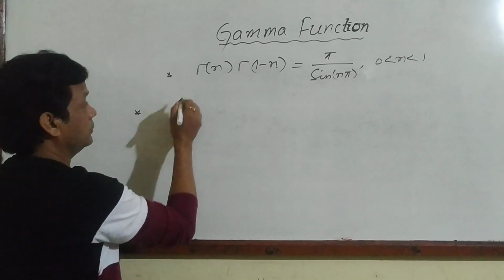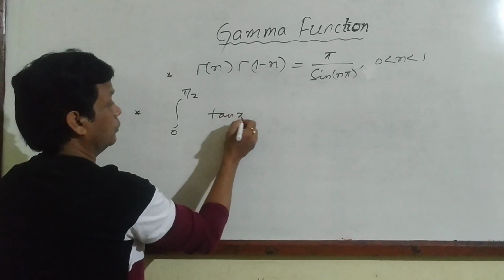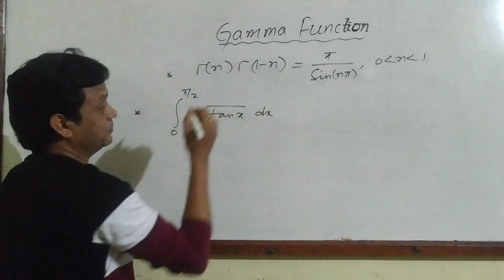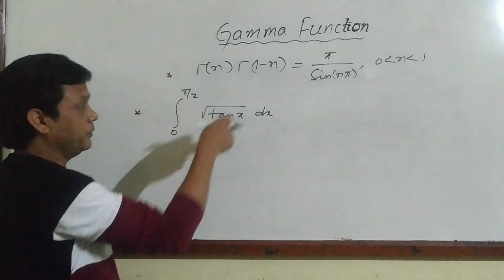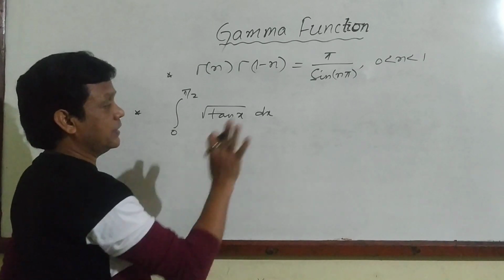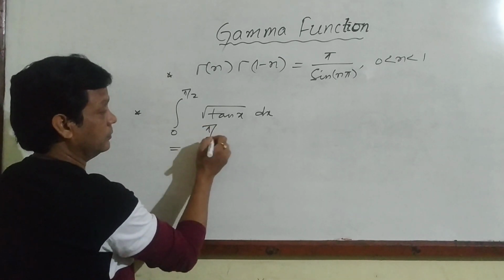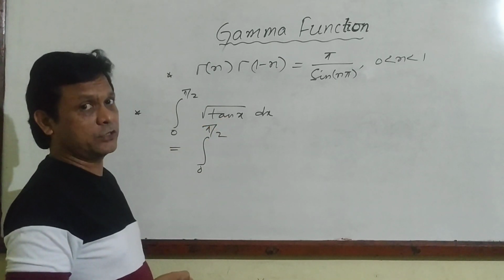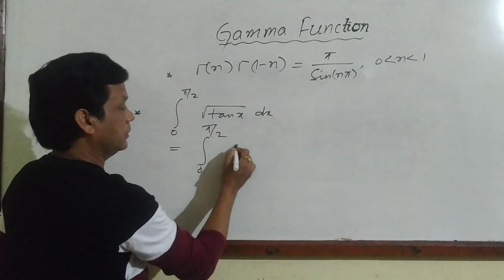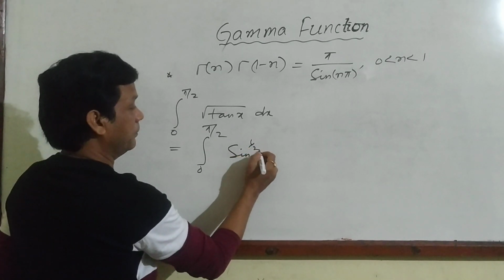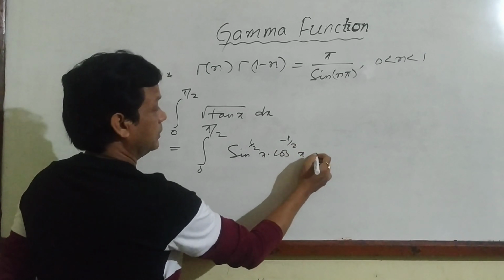Class 12 problem: integration 0 to pi by 2 root over of tan x into dx. It's a common example I am telling you. This problem is in the class 12 book. Okay, let us see. 0 to pi by 2, and in place of tan x I am writing sin x by cos x. So root over of sin x by root over of cos x. Take root over of cos x to the numerator. Now it becomes sin to the power half x into cos to the power minus half x into dx.